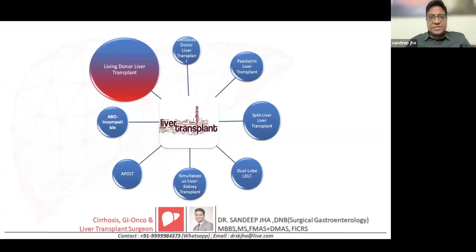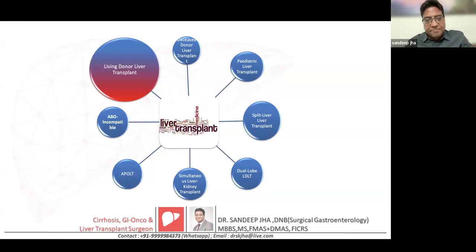So liver transplant, as you know, is a treatment for end-stage liver disease or cirrhosis. Decompensated cirrhosis requires liver transplant. Now, there are many techniques for liver transplant. The two most common ones are deceased donor liver transplant, where you take out a liver from a brain dead donor and then you transplant the liver into a patient who has decompensated cirrhosis.